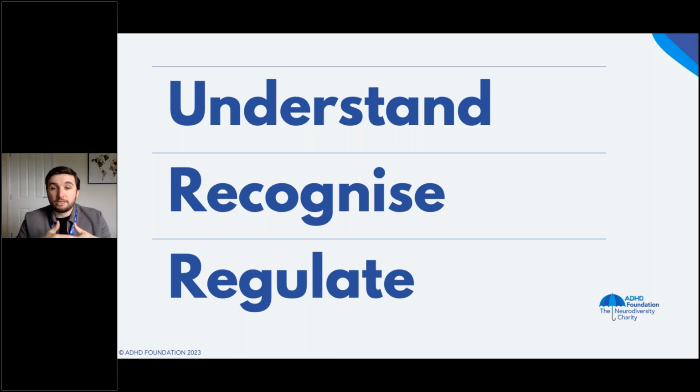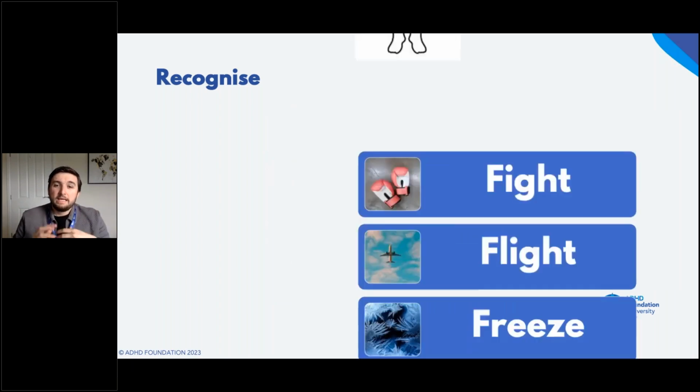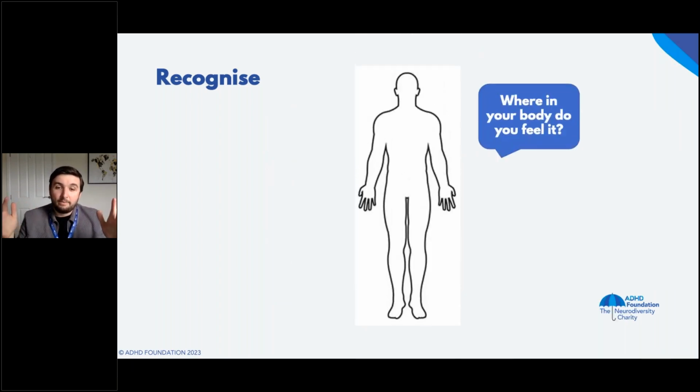And when we've got a good understanding of emotions, and we can say, "I feel like this, I feel like that," that's when we can start to think about recognizing those physical sensations. This is what we're trying to recognize: our fight, flight, or freeze response. A great way of doing this is using something like the body outline template. We would ask someone, "When you feel overwhelmed, when you feel stressed, what does it feel like in your body?"